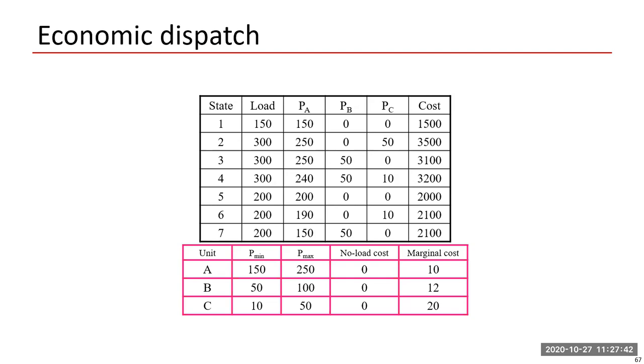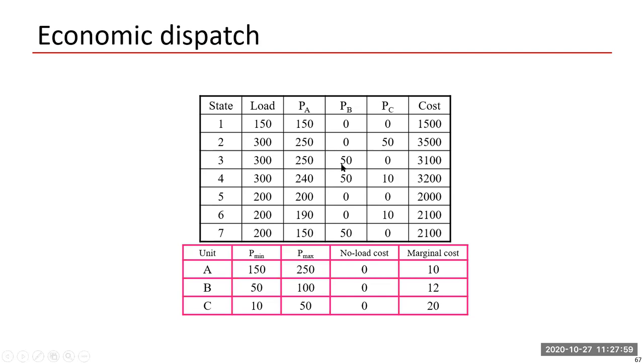This has been discussed earlier for some other example. Will operate unit B at its minimum power, and then the remaining has to be taken from unit A. So the minimum has to be satisfied for each unit, as well as the maximum, of course.